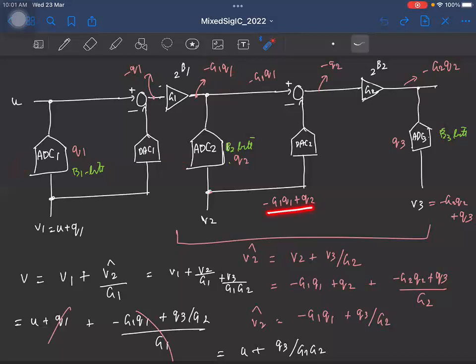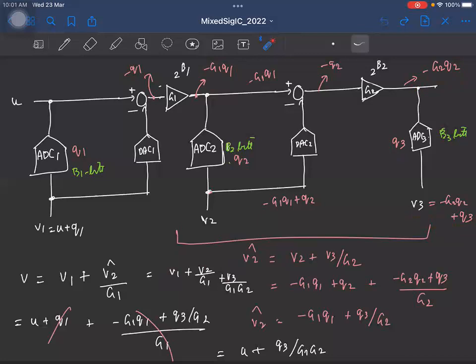So what is the input here? This is minus G1 Q1, and this is minus G1 Q1 plus Q2. So that gives this to be minus Q2. So the input to the third ADC here is minus G2 Q2 plus the quantization noise. That gives V3.